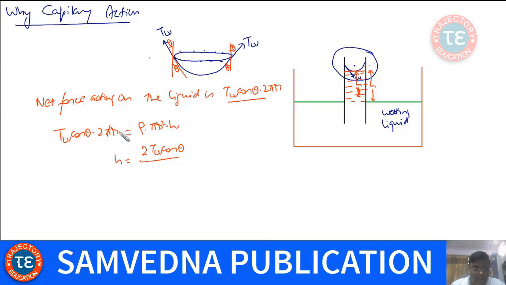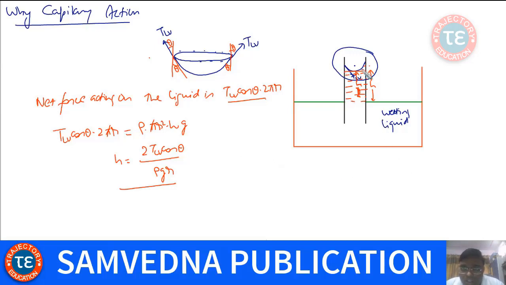So h will be 2 TLV cos theta, pi will cancel out, and here you have rho g r. That will be the height of liquid in the capillary.